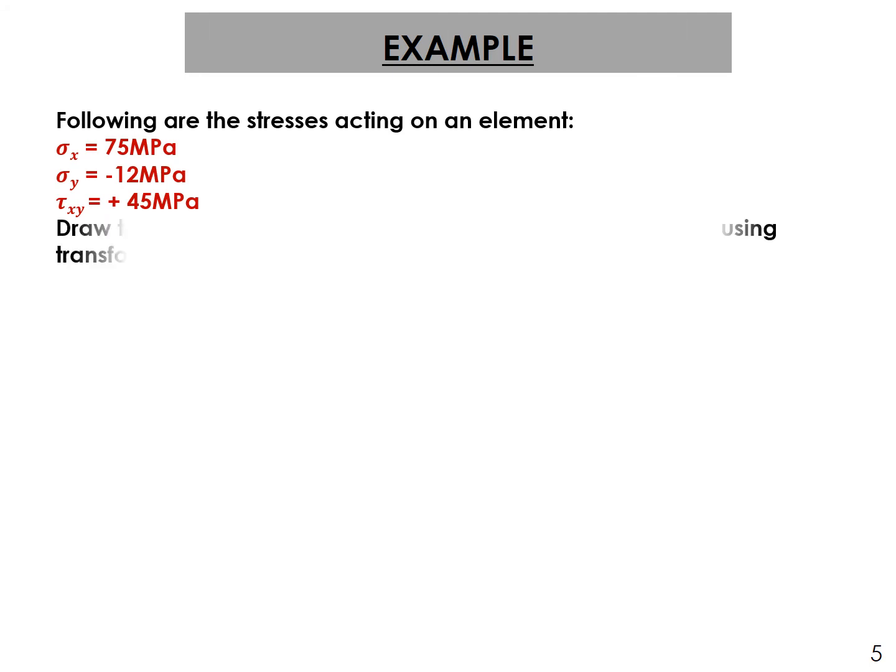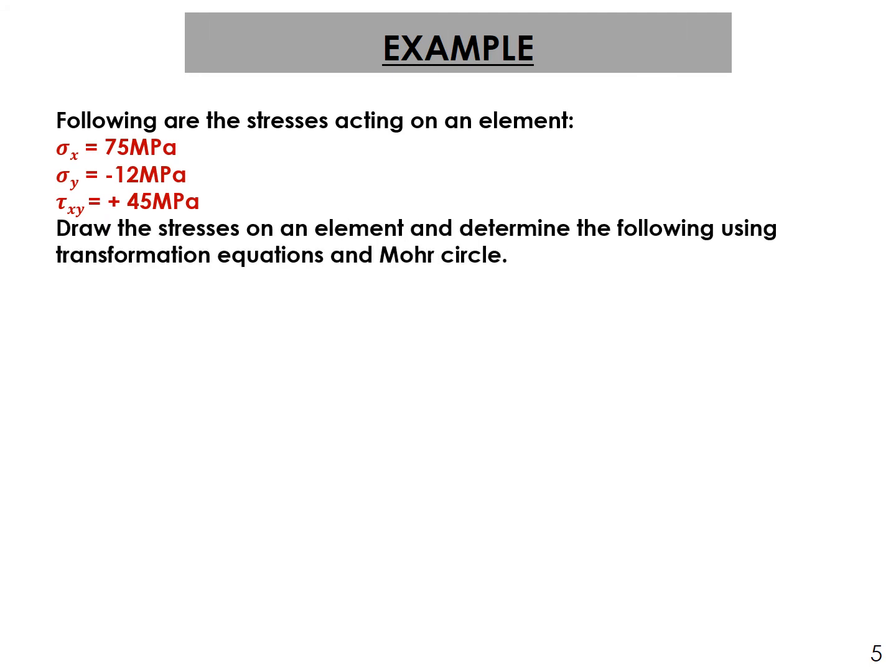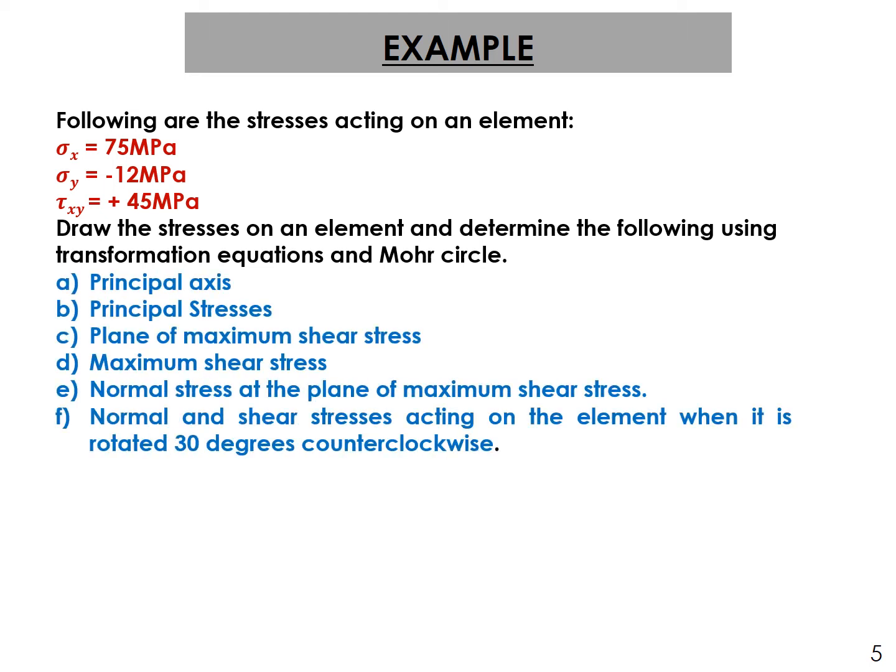Now, what has been said in this example is, he says, draw the stresses on an element. So you have to show the stresses on an element first, and then determine the following using transformation equations and Mohr circle. It means you make use of those analytical equations, solve all the parameters which have been mentioned, and the same is to be repeated or calculated using the Mohr circle. So it's good, we can get more clarity. Let's see what these parameters are.